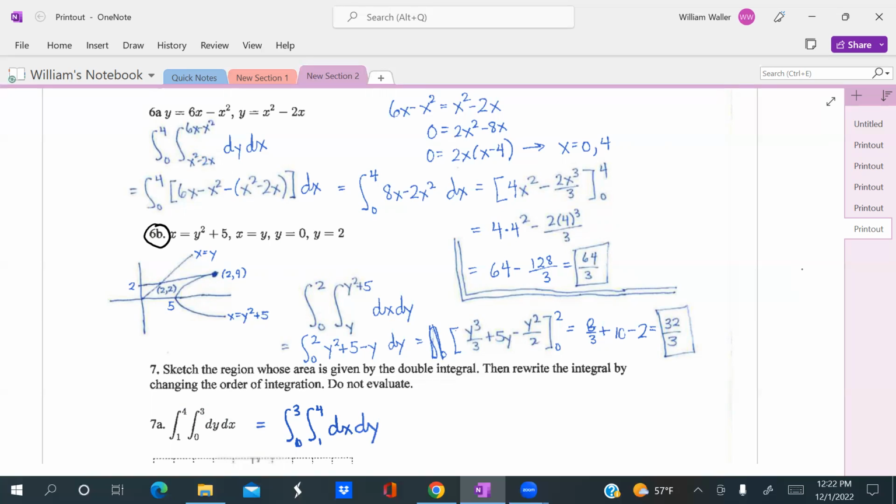So it may help you to plot a couple of points on the parabola. You might try to find the x-intercept by setting y to 0, right? So when you set y to 0, you get x is equal to 5. So this parabola is going to cross the x-axis down there at 5.